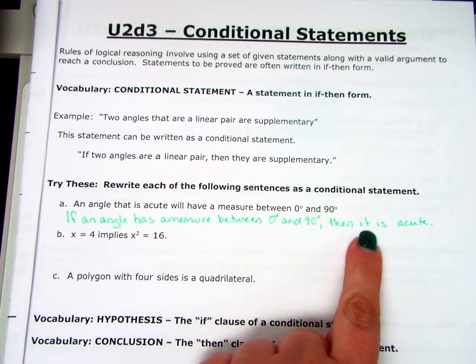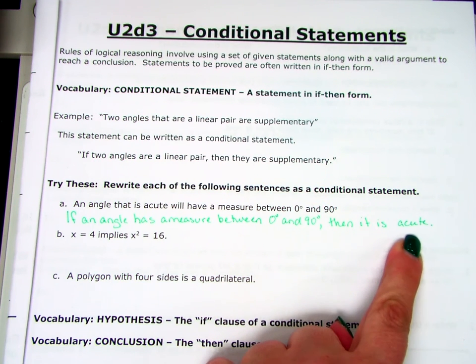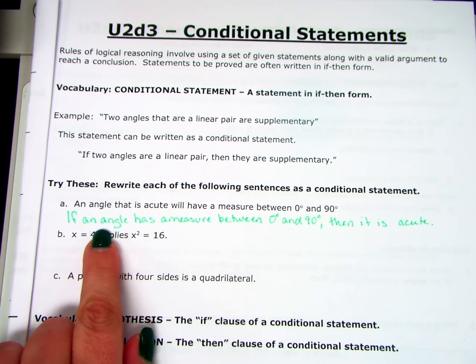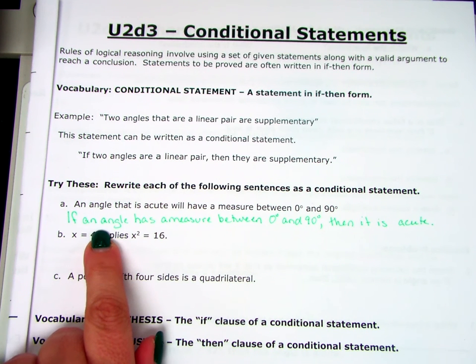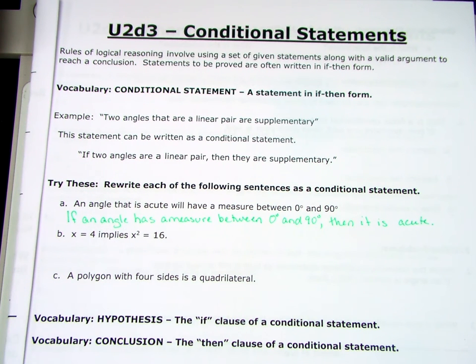Notice we use the word it over here. It's okay to be vague in the second half of the sentence, but make sure in the first half of the sentence we're always super specific. So we wouldn't say, if it has a measure between 0 and 90 degrees, then it is acute. Because if I use it in both sections, I don't know what we're talking about, right? I don't know what we measured. Okay? All right. B, x equals 4 implies x squared equals 16.